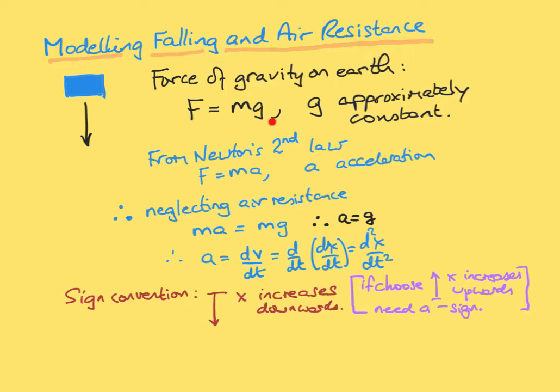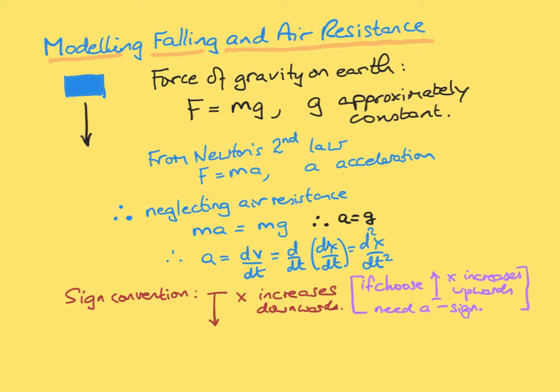And so in that situation, we have the force of gravity, and if we're near the Earth, we can just say that it's the mass of the object times g, where g is the acceleration due to gravity, and it's approximately constant. And from Newton's second law, we have that F is ma, where a is the acceleration. So if we neglect air resistance, this is the only force, and we have ma is equal to mg. The masses cancel, and a, the acceleration, is little g, the acceleration due to gravity.